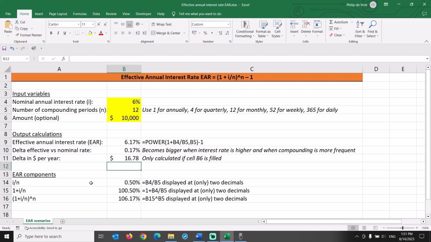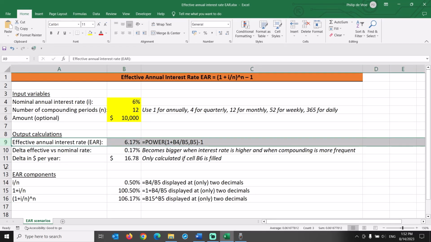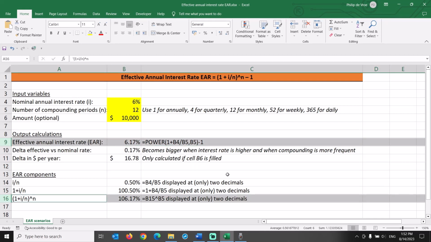If we go to the components of the EAR formula, i divided by n is 0.5% in this example. The annual rate of 6% translates to a monthly rate of 0.5%, cell B4 divided by cell B5. 1 plus i divided by n is 100.5%. Open parentheses 1 plus i divided by n, close parentheses, to the power n is 106.17% in this example. Deduct 1, which is equal to 100%, from this, and you get the EAR of 6.17% in cell B9.